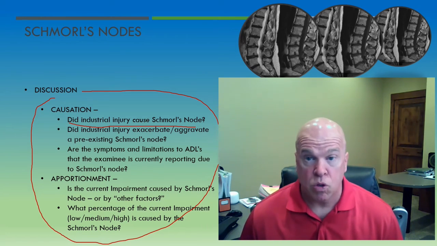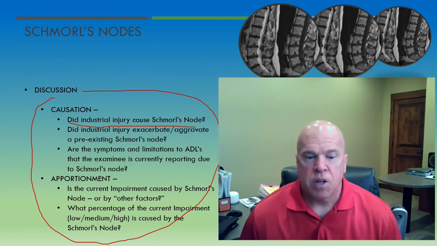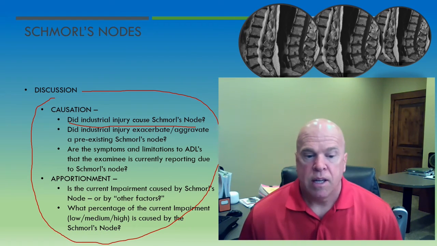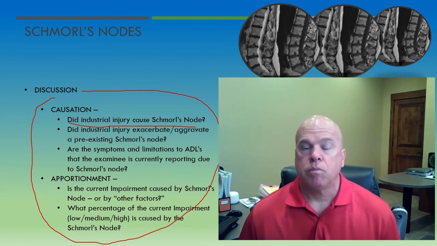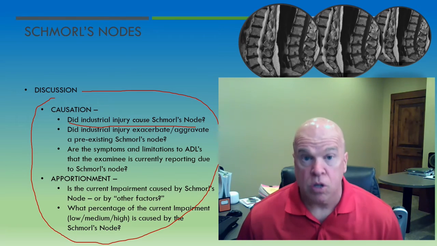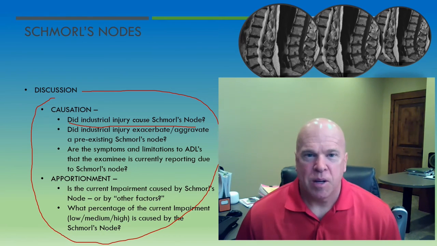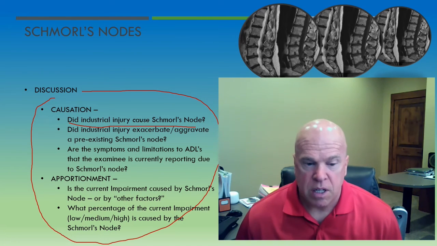In other words, is the Schmorl's node contributing to the permanent impairment? If so, what percentage of the current impairment, whether that be a low percentage, a medium percentage, a high percentage, is caused by the Schmorl's node, and what percentage is caused by the industrial injury? So you may determine that the Schmorl's node is not contributing at all, 0% to the current impairment, and you may determine at the other end of the spectrum that 100% of the impairment is due entirely to the Schmorl's node, and 0% is due to the industrial injury.